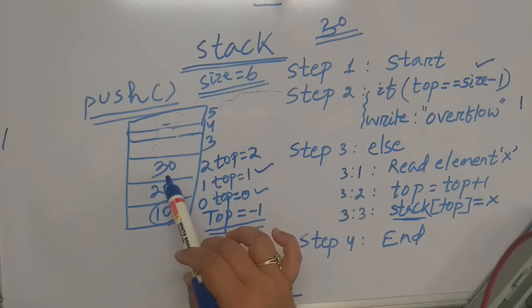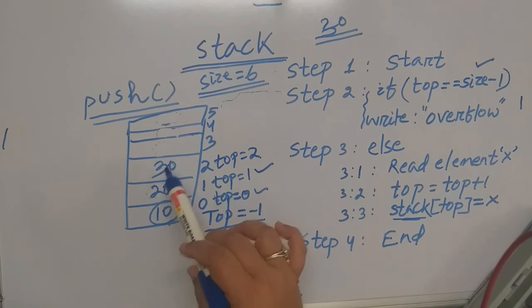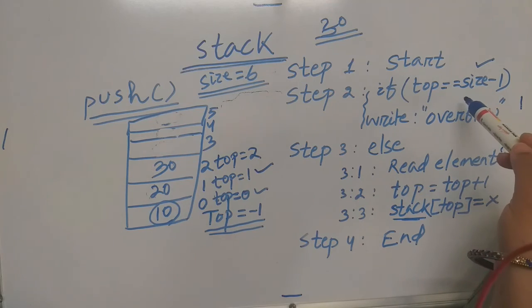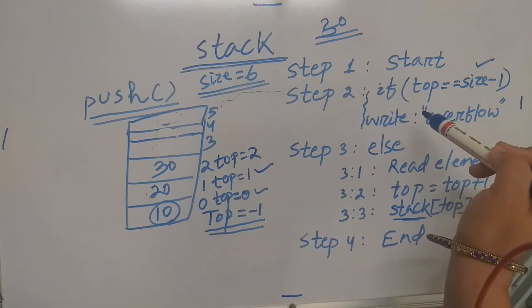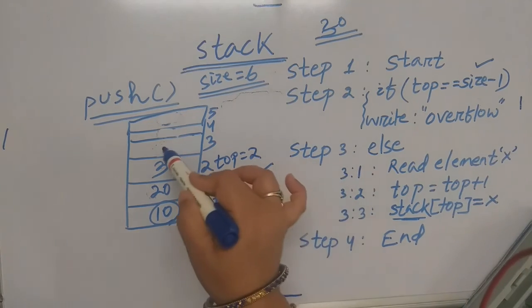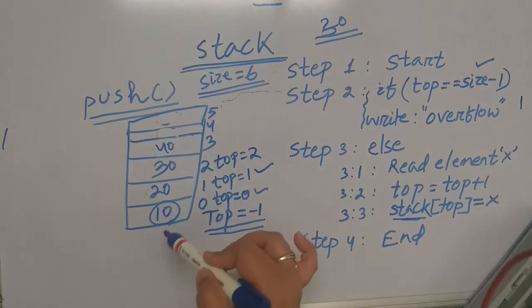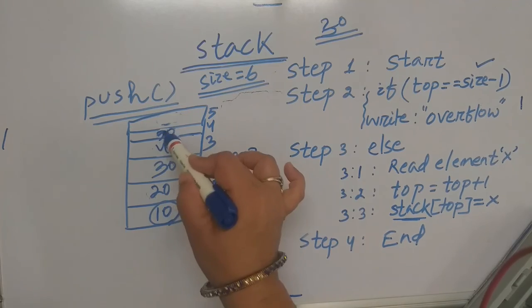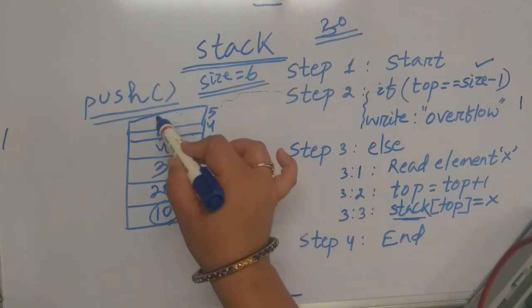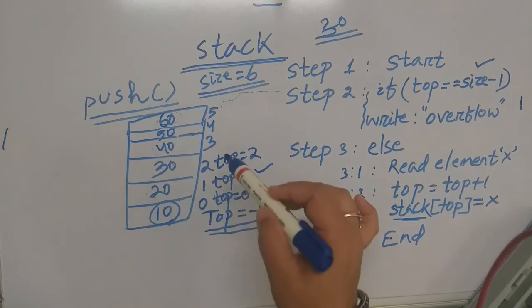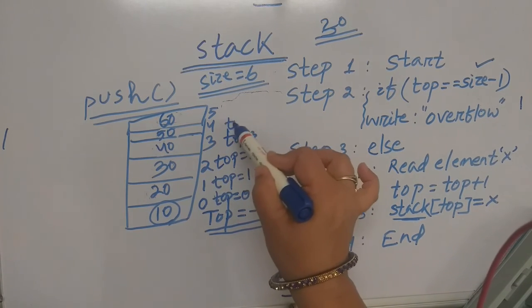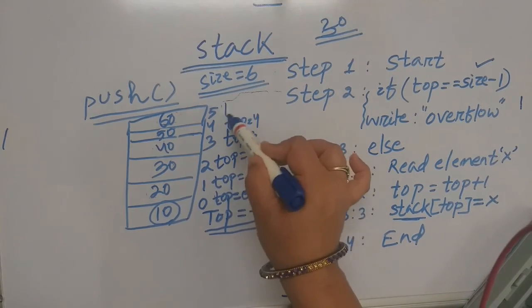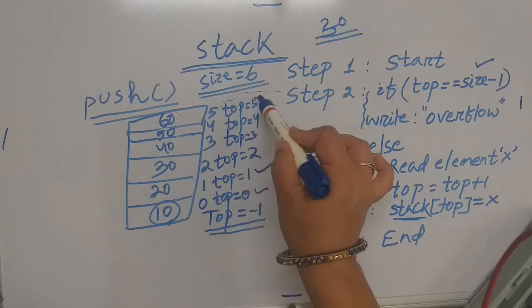We store it. Once again we check if the top is equal to size minus 1. This is not satisfied, so again we go to the else part and store it. Once again we come here and check. Here the top value is 3, here the top value is 4, here the top value is 5.